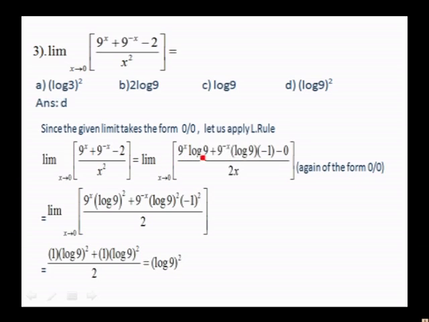You differentiate 9 to the power of x log 9. You get 9 to the power of x log 9 into log 9, that is 9 to the power of x log 9 whole square. And 9 to the power of minus x log 9 whole square into differential of minus x is minus 1. So, one more minus 1 you have to write, that is minus 1 whole square. So now, if you allow x to tend to 0, then you get 1 into log 9 whole square plus 1 into log 9 whole square by 2. So, you get a finite value, it is log 9 whole square. So, the option is D, log 9 whole square.